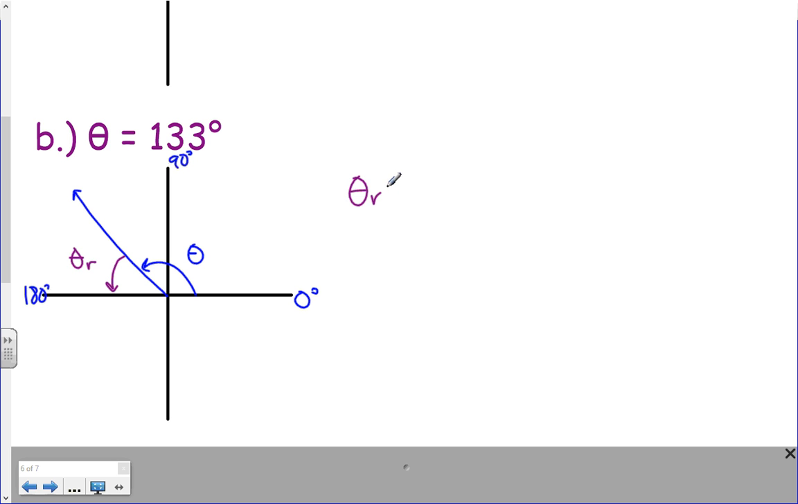Well, theta sub r, we actually already did this in the previous slide, I guess, really. But we'll go ahead and calculate this. If you take 180 minus the 133, that gives us 47 degrees. There is our reference angle.